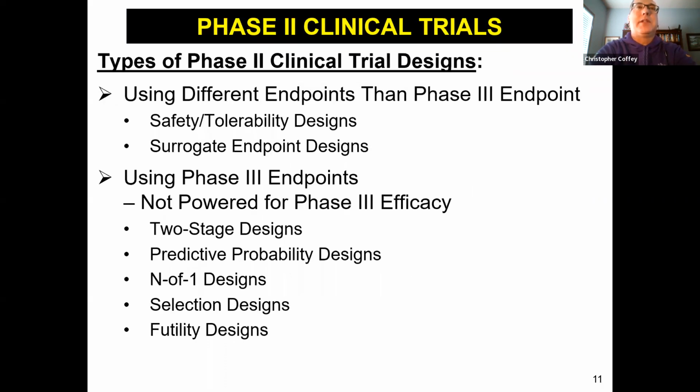I put on here just a list of different types of phase 2 clinical trial designs. A lot of discussion in your small groups may get into one or more of these, depending upon your specific project. These fall into 2 broad types. There are those that use different endpoints than a phase 3 endpoint. So you might have a phase 2 that's more focused on a safety tolerability design, or one that's using a surrogate endpoint.